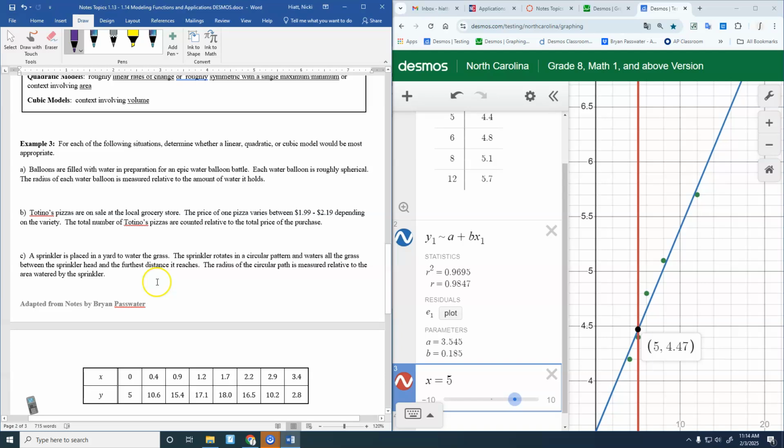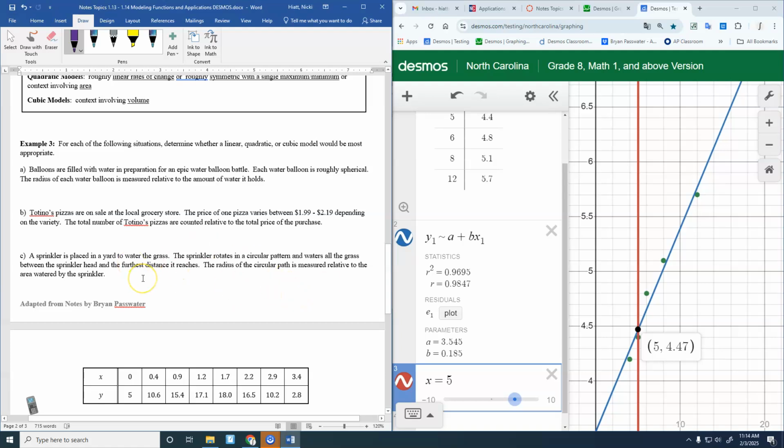C, a sprinkler is placed into a yard to water the grass. The sprinkler rotates in a circular pattern and waters all the grass between the sprinkler head and the furthest distance it reaches. The radius of the circular path is measured relative to the area watered by the sprinkler. What do you guys think for that one?